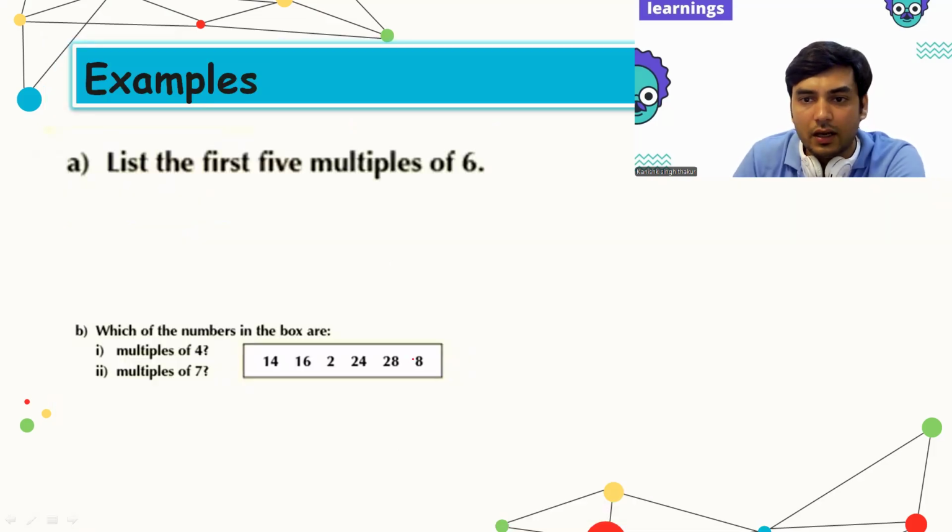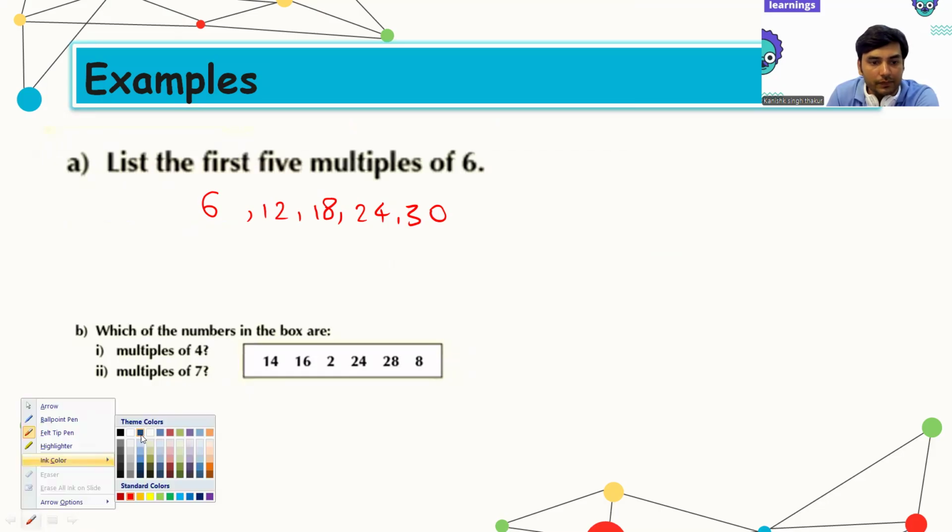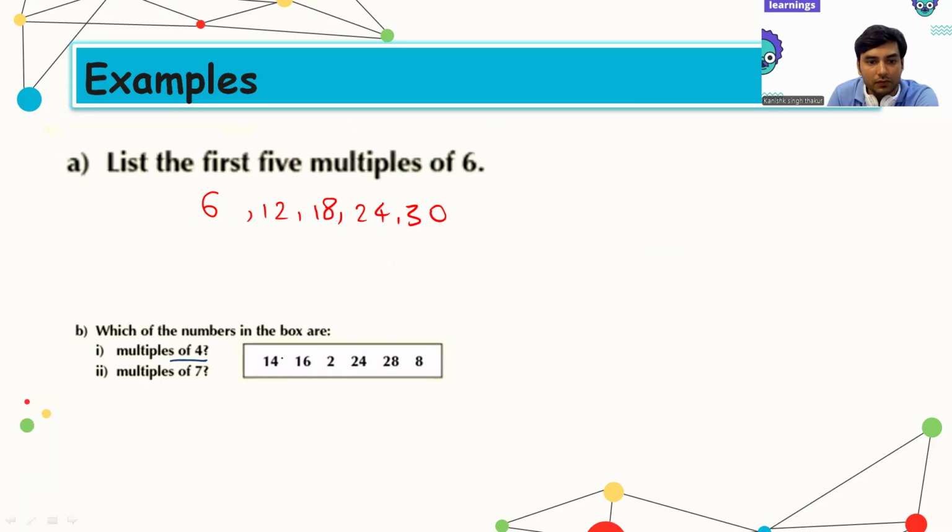Here I have an example: list 5 multiples of 6. They are 6, 12, 18, 24, and 30. These are the 5 multiples of 6. Suppose in the box, multiples of 4: 4, 8, 12, 16, these are the multiples. So I have 8, 28, 24, 16. These are the multiples of 4, and 14 is a multiple of 7. So this is nothing new, you are learning it from your childhood.